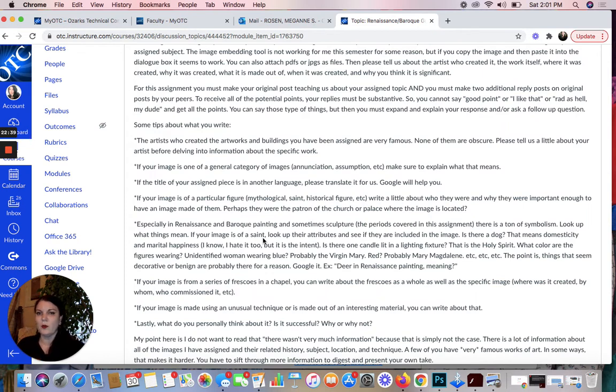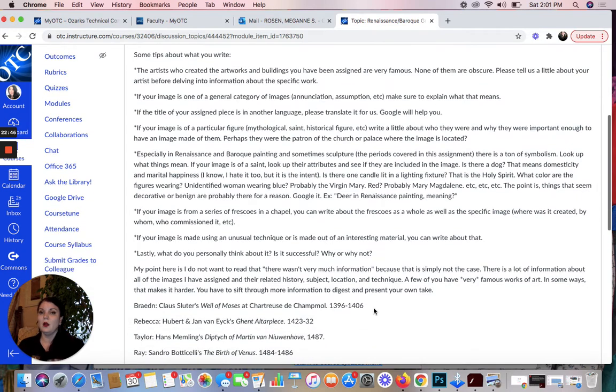Especially in Renaissance and Baroque painting and sometimes sculpture, which are the periods covered in this assignment, there's a ton of symbolism. Look up what things mean. You'd be surprised how much you can find just in a basic Google search. If your image is of a saint, look up their attributes and see if those attributes are included in the image. For example, Saint Stephen is always going to be full of arrows. That's one example. All the saints have different attributes, but look up your saint's attributes and see if that's embedded in the image.